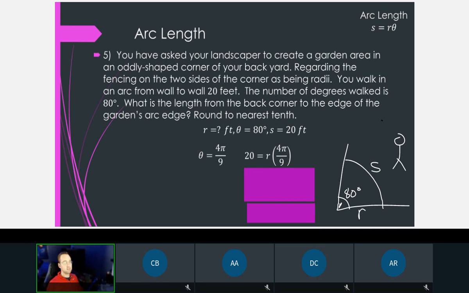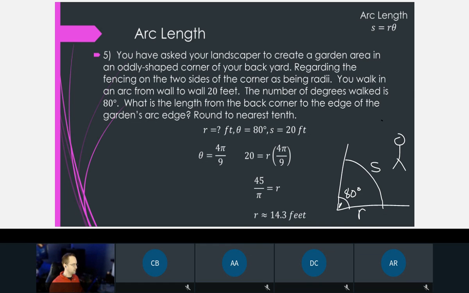14.3 feet. All right. So let's see if that's right. Yep, I got 14.3 feet as well. So Chloe, what happened? Find your typing mistake probably.